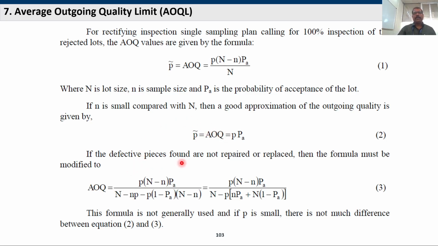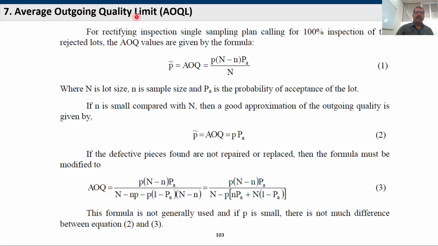If the defective pieces found are not repaired or replaced, okay, if you are checking acceptance sampling and you are getting some rejection, you are not doing any rectification inspection plan, means what? It is not repaired or replaced, then the formula must be modified. If you are not doing any replacement or rectification, the formula needs to be modified. So what is the formula for AOQ?